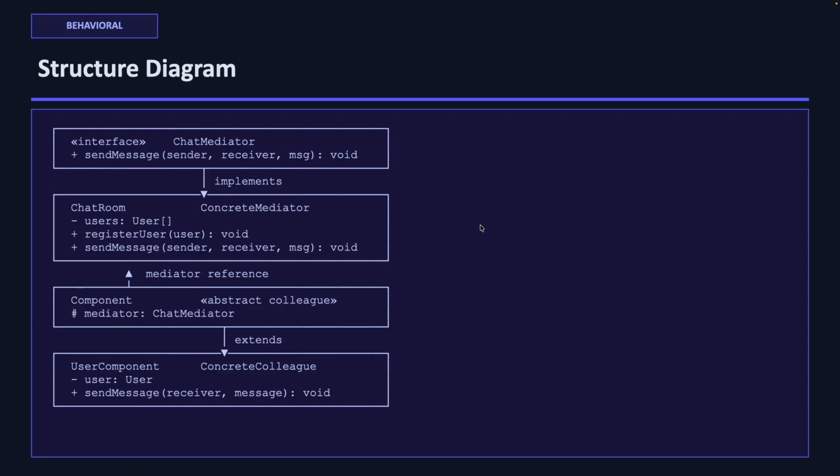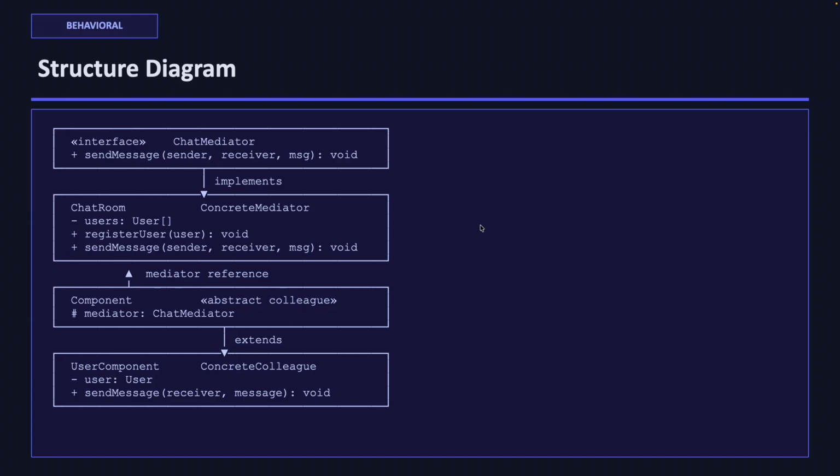For our demo, we have this chat room with users that we're going to demonstrate with the mediator pattern. At the top, we have the chat mediator interface. This is a contract that the concrete mediator must implement. The chat room sits below it. It implements that interface. This is the central hub that all of the other users are going to interact with.